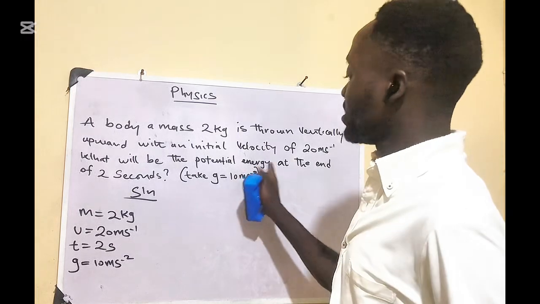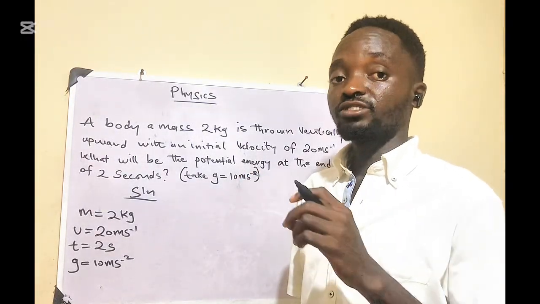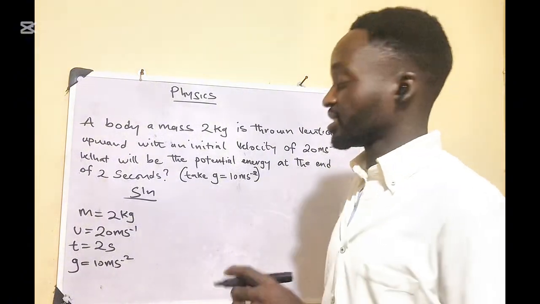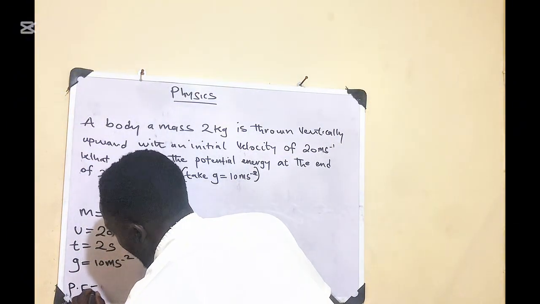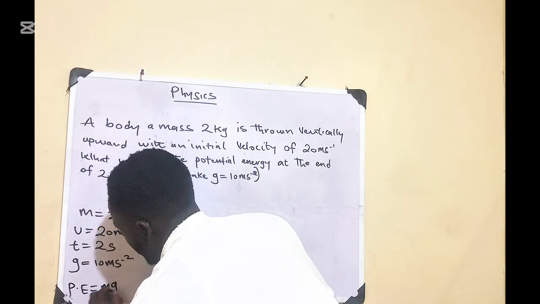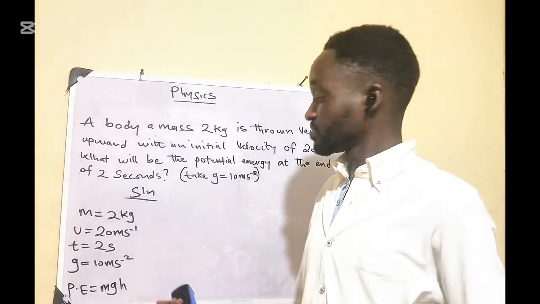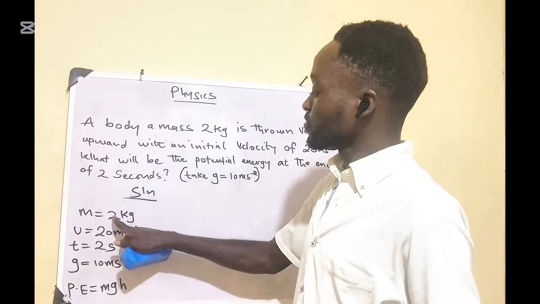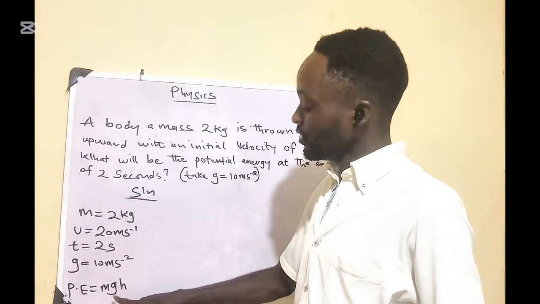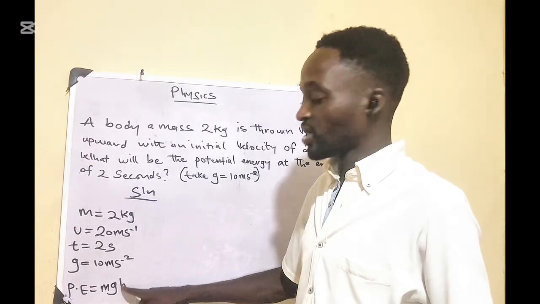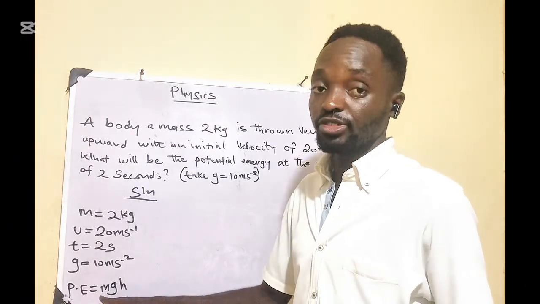So we are asked to find the potential energy. Now we know that the formula for potential energy is mass times acceleration due to gravity times height. So potential energy is mass times g times h. This is the formula for potential energy. So we have mass of 2 kg here, we have acceleration due to gravity here, but from these data now we don't have height. So we have to find a way of looking for the height before we can come and substitute into this formula.